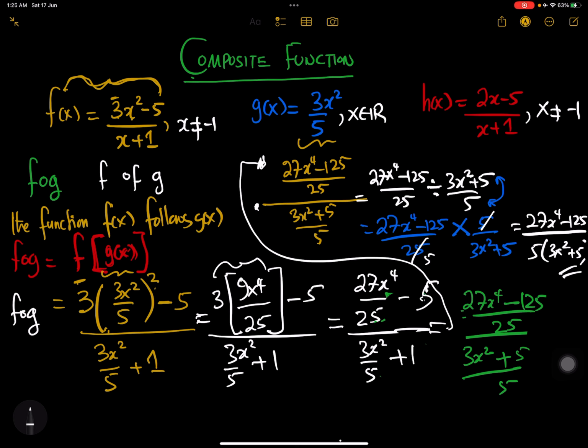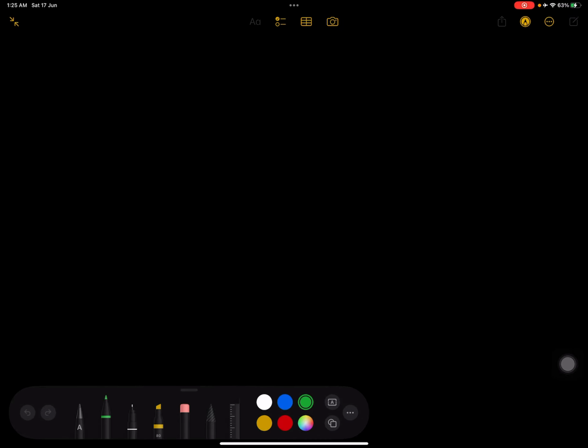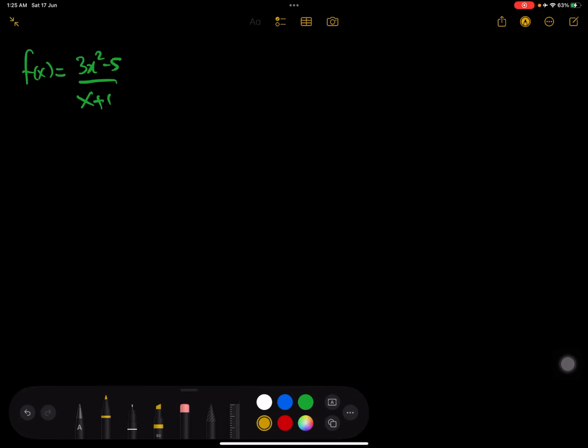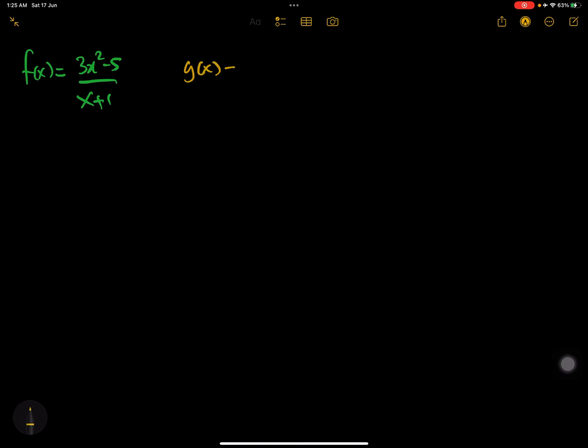Now we can continue by doing one more. Let's imagine that we are still on f of x. We're given f of x to be 3x squared minus 5 divided by x plus 1, right? And then we were also given g of x. We're given g of x to be 3x squared over 5, I believe.